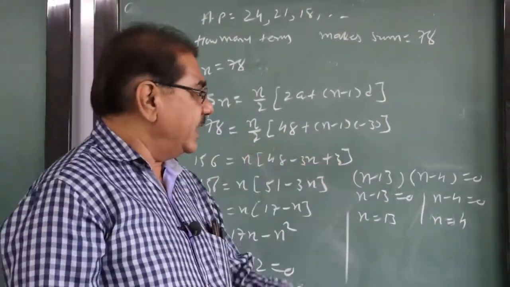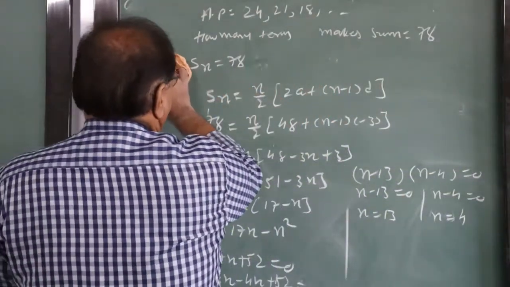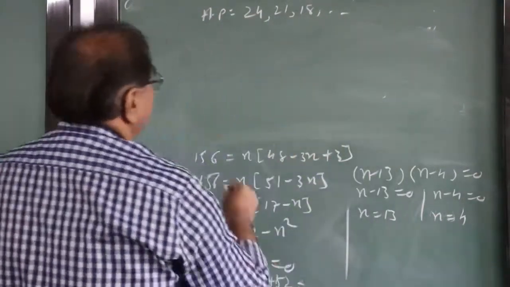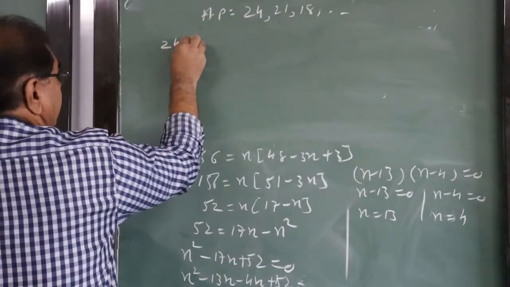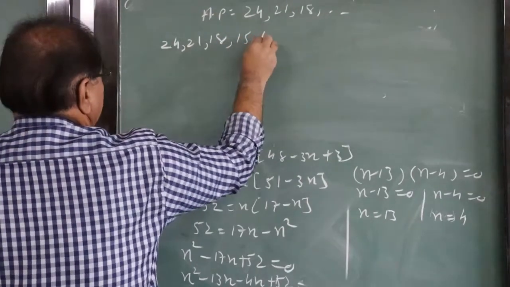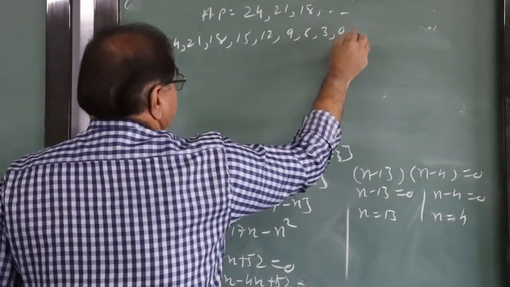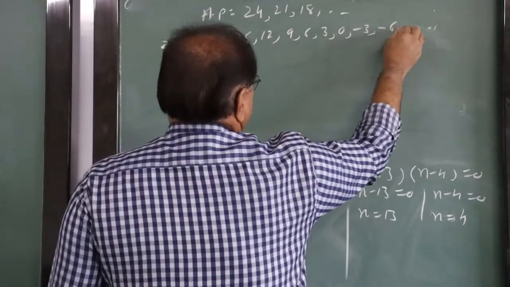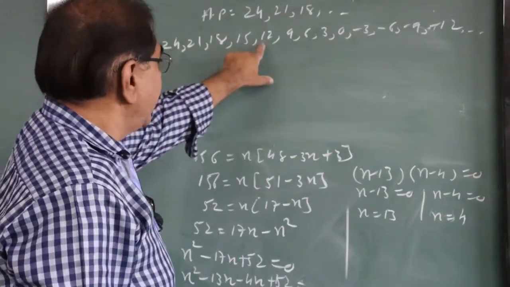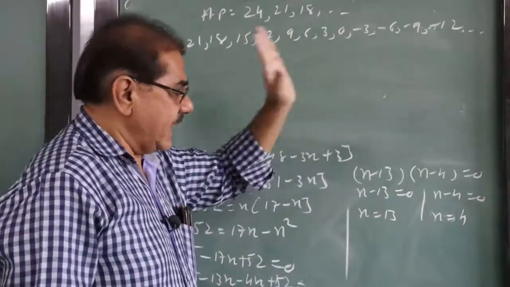For that we have to do a little exercise. For that I have to write the first 13 terms of this AP. So let me write 24, 21, 18. So I am subtracting 3. 18 minus 3, 15. Then 12. Then 9, 6, 3, 0, minus 3, minus 6, minus 9, minus 12 and so on. 1, 2, 3, 4, 5, 6, 7, 8, 9, 10, 11, 12, 13. So all the 13 terms I have written.